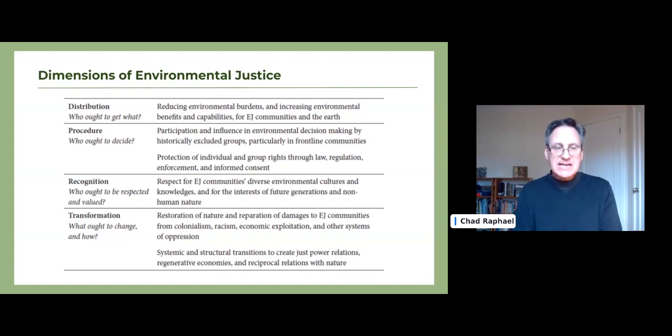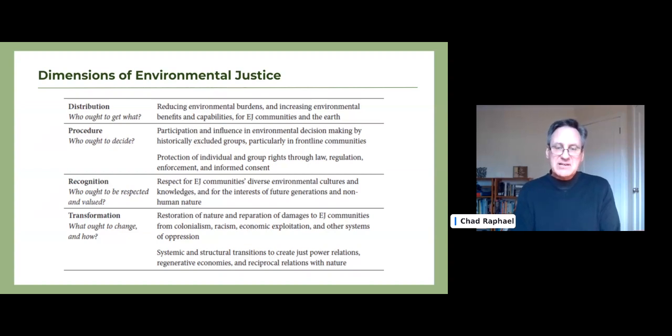And then finally, the last dimension is the one that maybe hasn't been thought about as much, more so in the last 10 years with the just transition movement. And that's transformation justice, justice in what ought to change and how. And here, EJ for us means the restoration of nature and the reparation of damages to those EJ communities from the long-term causes of environmental injustices, colonialism, racism, economic exploitation, other systems of oppression, patriarchy.